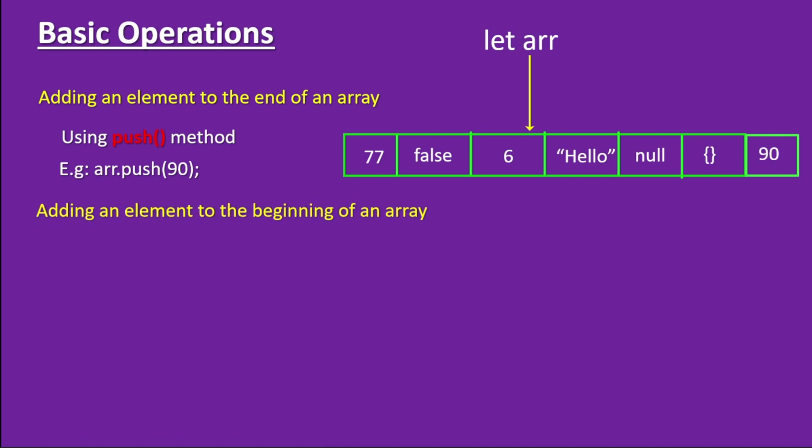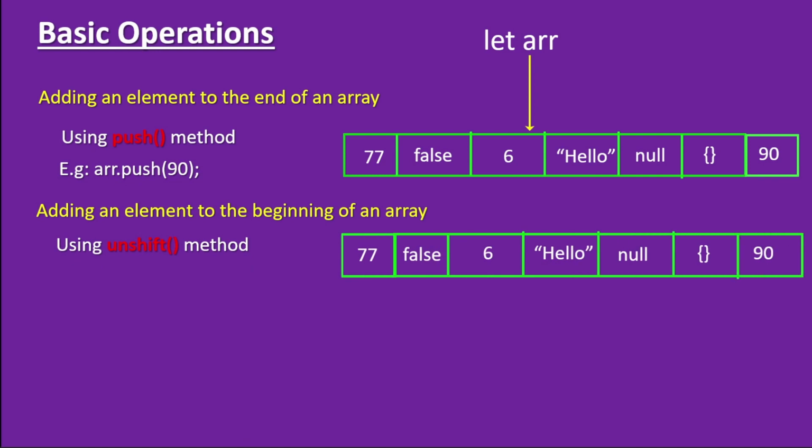Then the second operation we have is how do we insert an element at the beginning of an array. That is with the unshift method. Let's say this is an array, and when you specify array.unshift and the value which we want to insert, the array will create a slot at the beginning in which it will insert the value which we specified in the unshift operation.